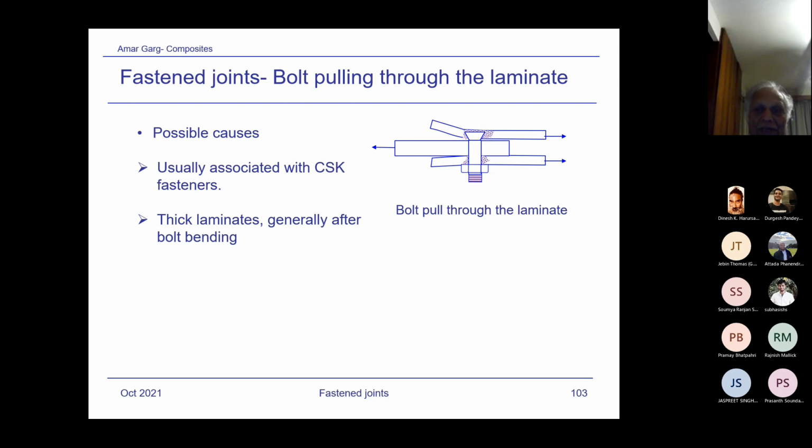Fastened joint, bolt pulling through the laminate. Say this pulls through. Possible causes are usually associated with countersunk fasteners and thick laminates. Once again, the bolt bending is related to thick laminates, then pull through. What happens if bolt bending occurs? Then it tries to pull the fastener, and it causes the pulling through mode also. So bolt pull through and bolt bending are related, basically.